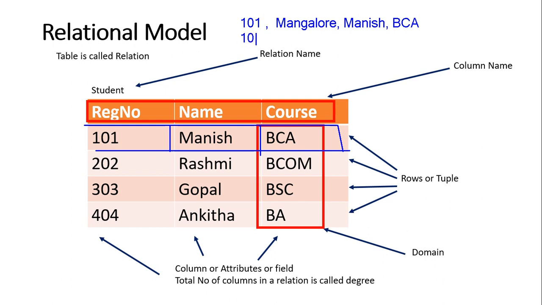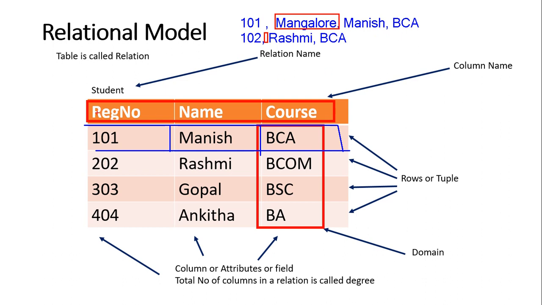Now I write 102. You just imagine what is happening. Rashmi, okay, BC. Now you notice the strange thing. Both of them are not identical. Why are both of them not identical? There is Mangalore which is missing in the second. The second part here is missing. So that means they are not identical.